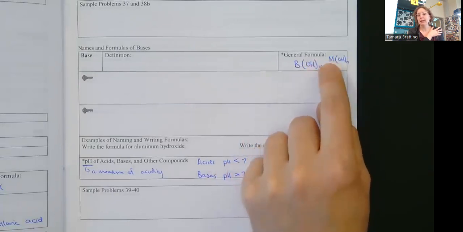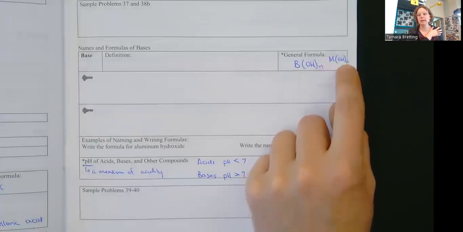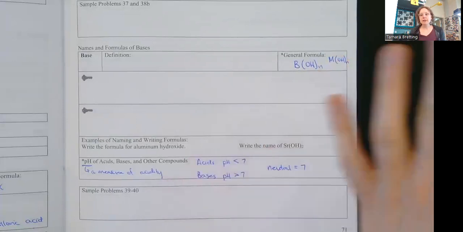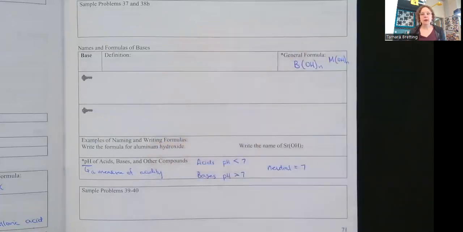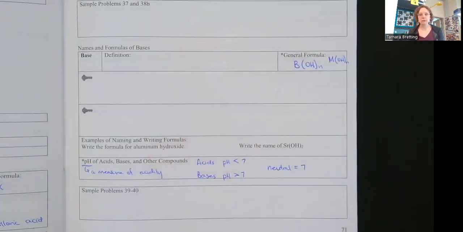If your metal has a +2 charge, you're going to have M(OH)2. If your metal has a +3 charge, it'll be M(OH)3. So whatever that n is, that's the charge of that metal. They're named exactly like ionic compounds, so you don't have to worry about a naming system for bases. You just name the metal and then you name the hydroxide. So barium hydroxide, sodium hydroxide, aluminum hydroxide, whatever it is.